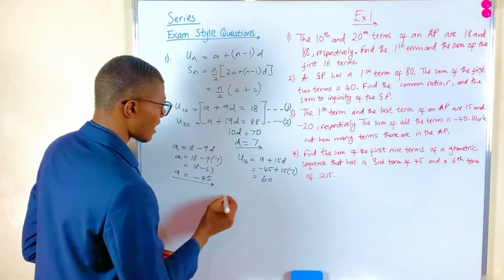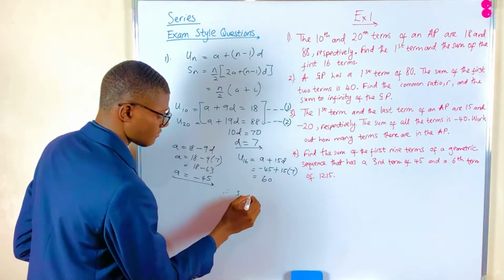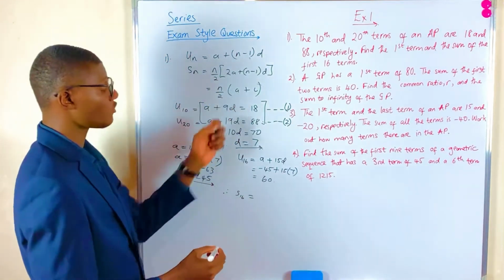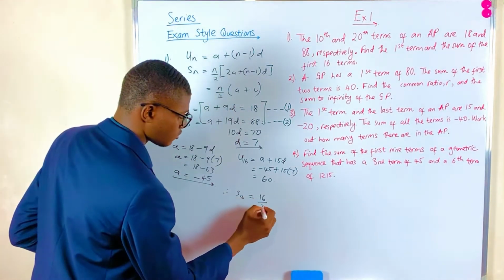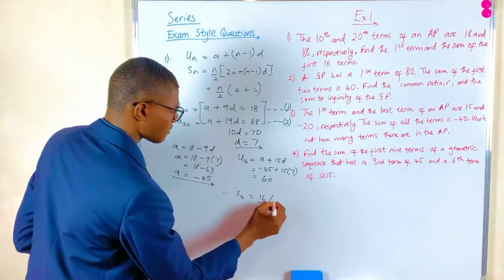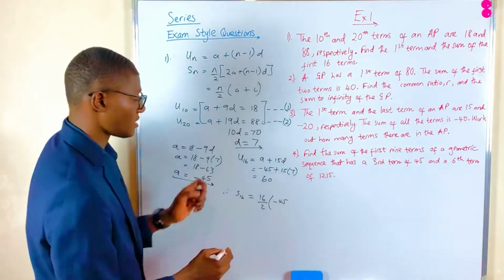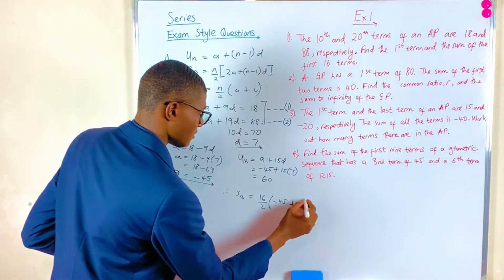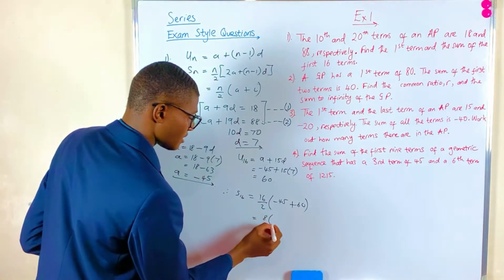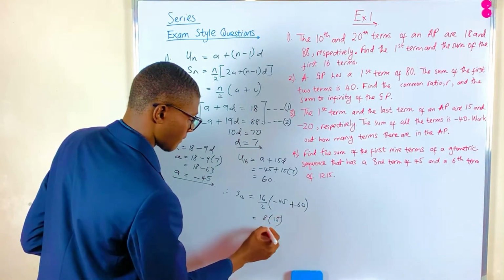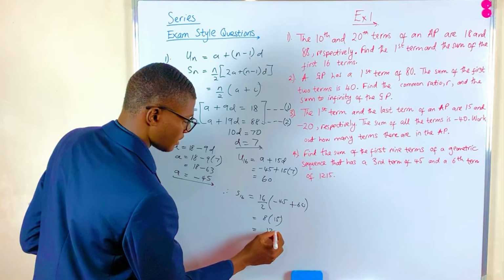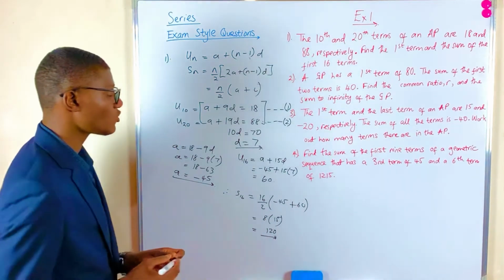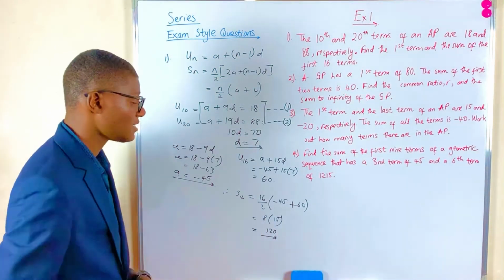Such that the sum of the first 16 terms shall be equal to n over 2, which is 16 over 2, times (a plus l), which is minus 45 plus 60, which is 8 times 15. And there we get 120. So 120 is the sum of the first 16 terms.